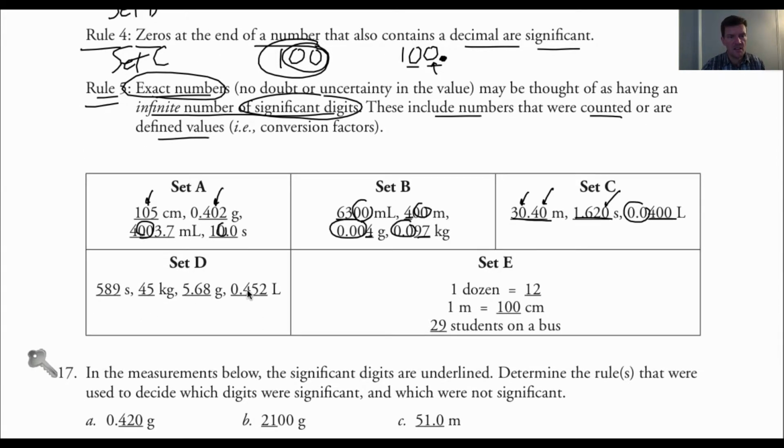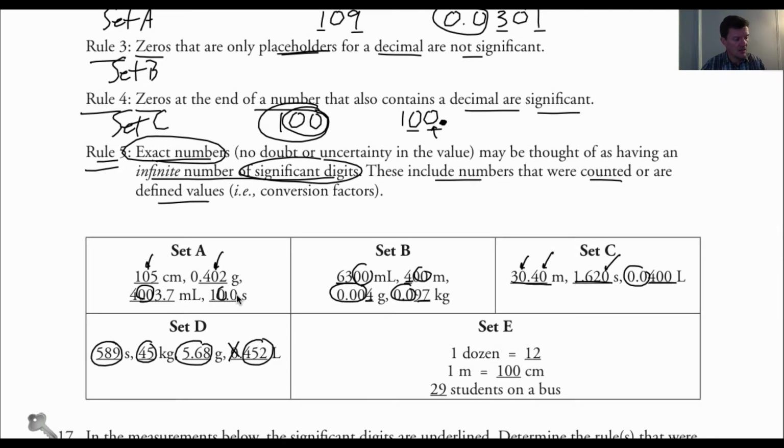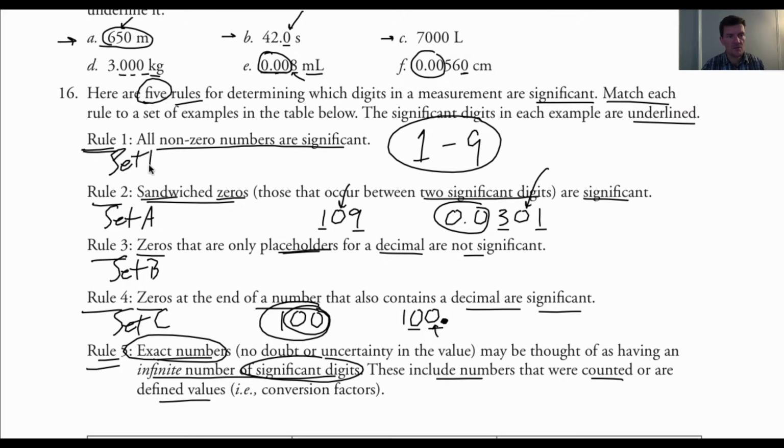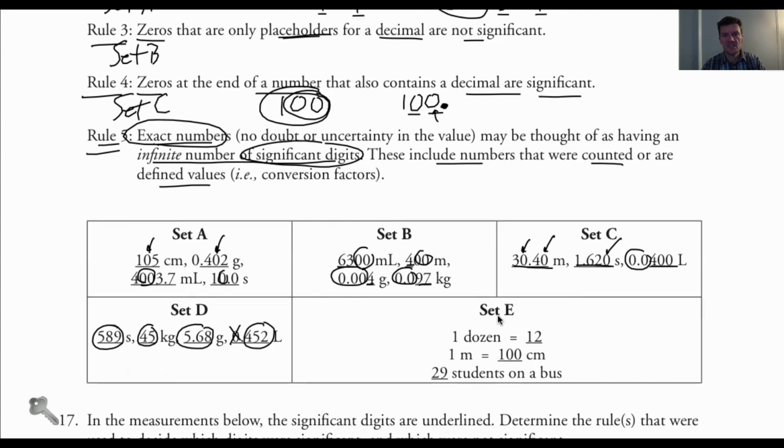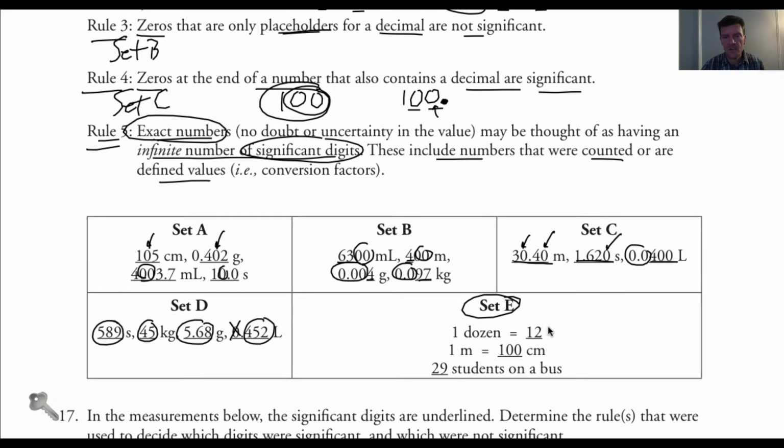Set D, notice that we've got all non-zero, all non-zero, all non-zero. These are all non-zero, and in this case, this 0 should not be underlined, by the way. So in this case, set D is showing you that all non-zero numbers are significant, and that leaves us with set E. These are exact numbers. One dozen is exactly 12. 1 meter is exactly 100 centimeters. We count 29 students on the bus. Those are exact numbers. You don't have to worry about significant figures when you're working with exact numbers. So that is set E right there.